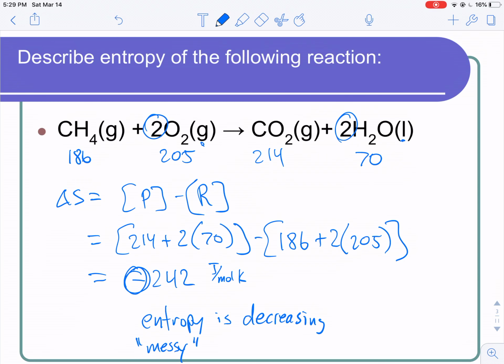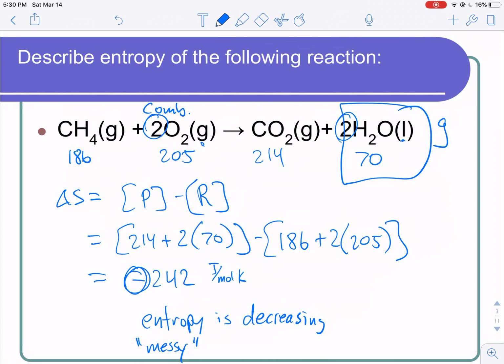Now, if you look at this reaction, it shouldn't be a surprise that it's not favorable. It's probably not going to work, because this has got oxygen, carbon dioxide, and water. This is a combustion reaction. And have you ever seen a combustion reaction make liquid water? No. It should have been a gas. And so if we go back through and we were to redo this math using water as a gas, odds are it would probably be a positive delta S. The messiness would be increasing. And so that would be what we expect.